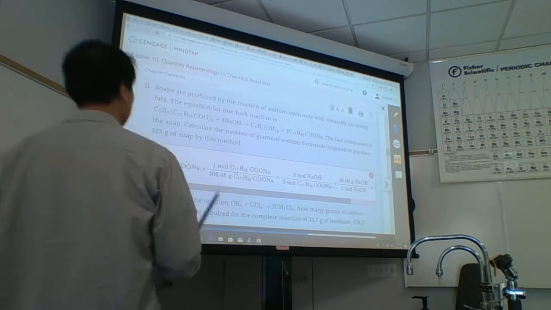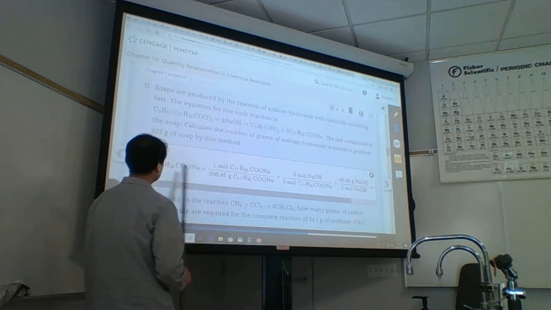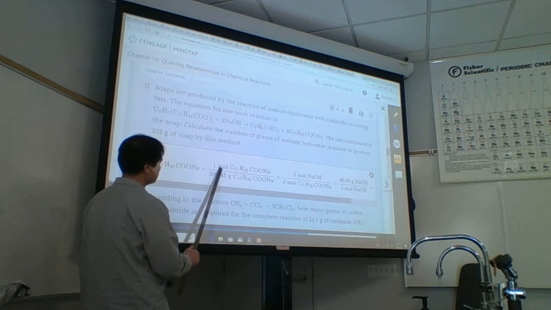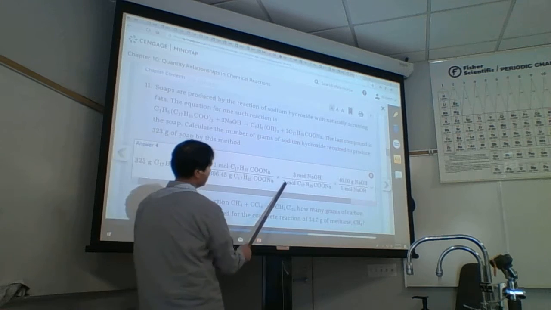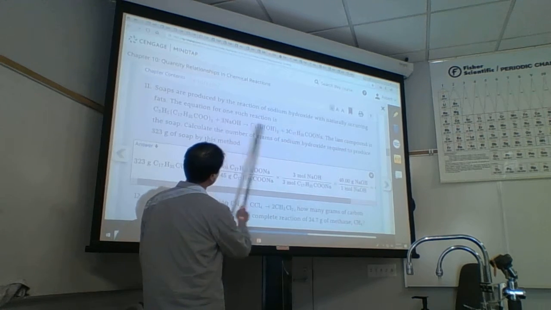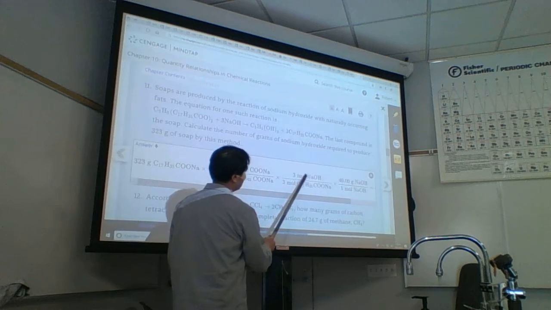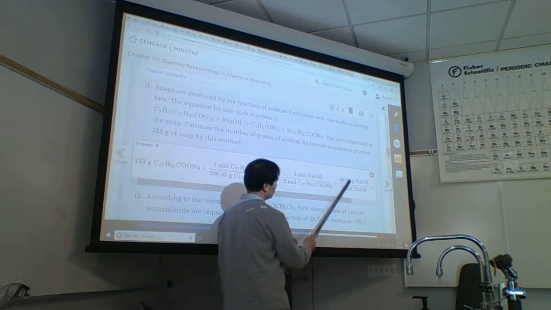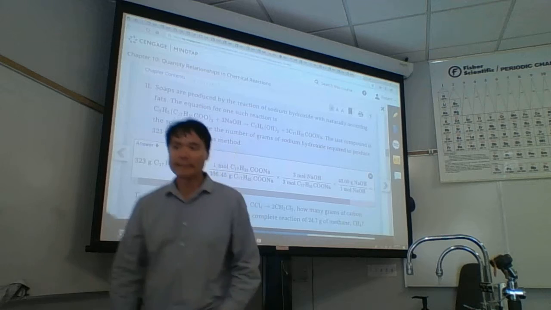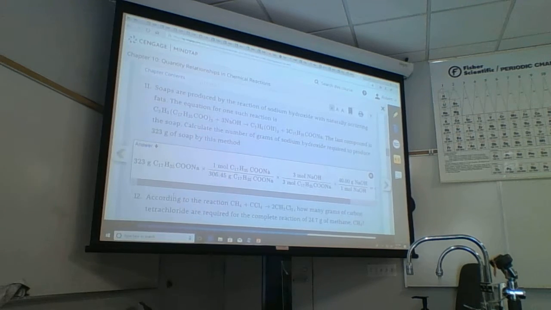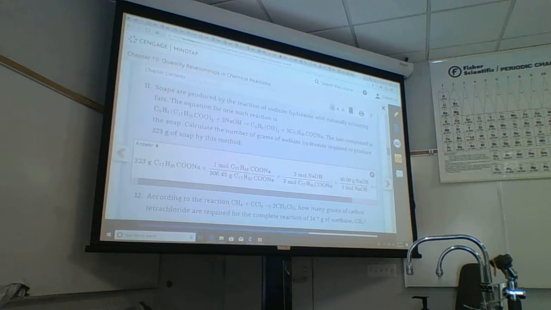306.45 grams per mole, which is pretty big. So we're going to go from grams of soap to moles of soap, moles of soap to moles of sodium hydroxide. It's a 3-to-3 mole ratio. And then moles of sodium hydroxide to grams of sodium hydroxide. So that is your classic, typical stoichiometry problem.